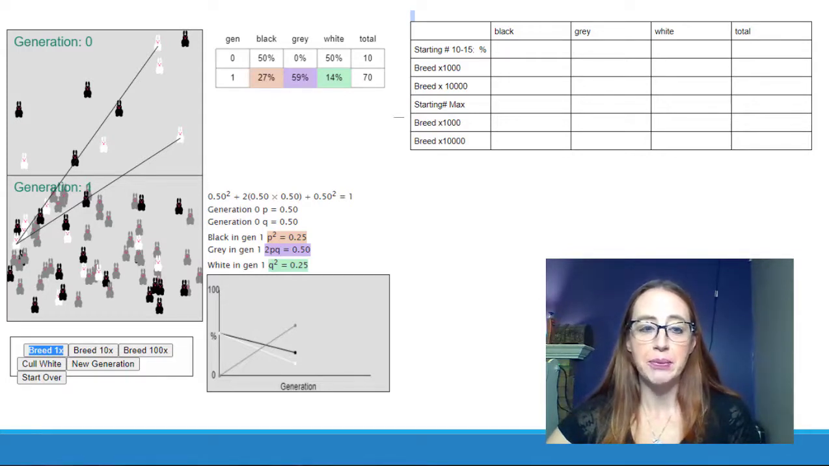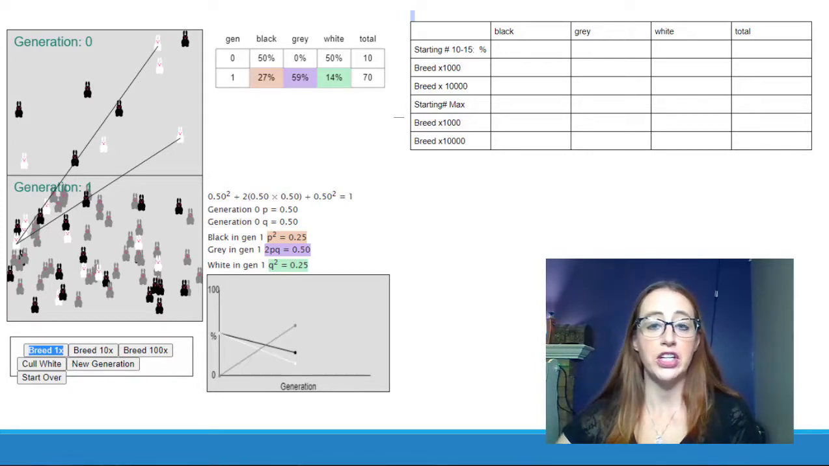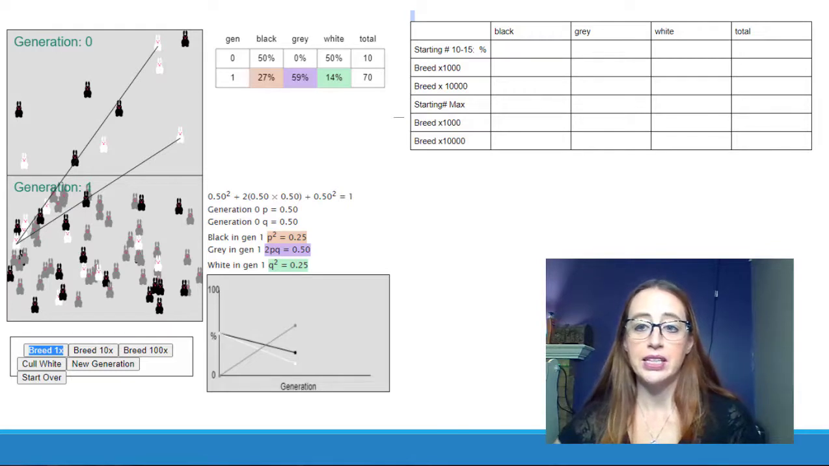Then notice this Breed 100 times button. You'll click that 10 times. Each time you click the button, you're saying that there are 100 generations, meaning that by clicking it 10 times, you'll have 1,000 generations of rabbits off your initial 10 to 15 starter population. At this point, record the values in the second line of your table on your worksheet. Continue with the current generation, don't start over. Click the Breed 100 button 10 more times.